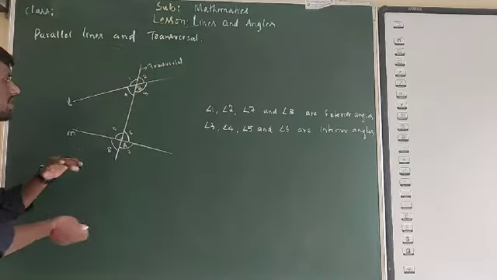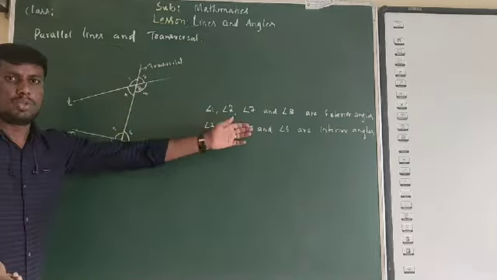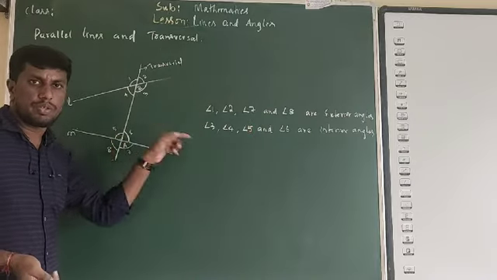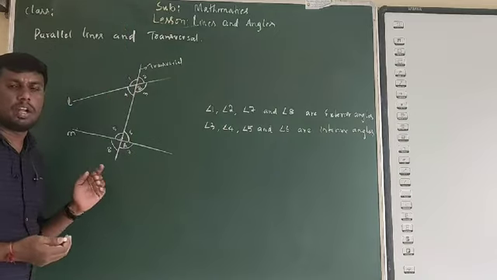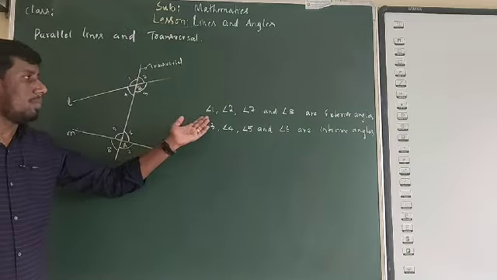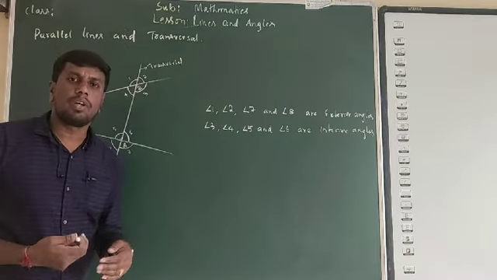Now, to understand this pair of angles, I have taken non-parallel lines. After that, we will go again for parallel lines and a transversal line, and we will see which pairs of angles are equal. We will conclude that.